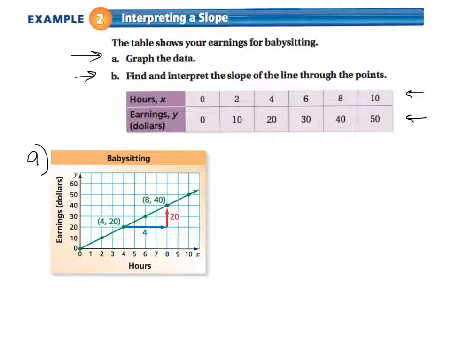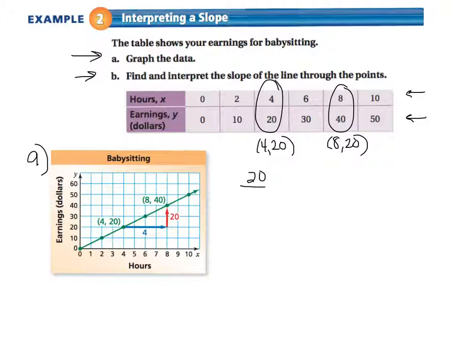This is the best part. If you find the slope, you pick any 2 points. Notice that you have 1, 2, 3, 4, 5, 6. You can pick any 2 of them. Now 2 of them I've picked for you, and that's 4, 20 and 8, 40. So I'm actually going to circle them up here. So my slope is what? What's my slope? Vertical change of 20, horizontal change of 4, and therefore that would give me 20 divided by 4, which is 5. Or 5 over 1.